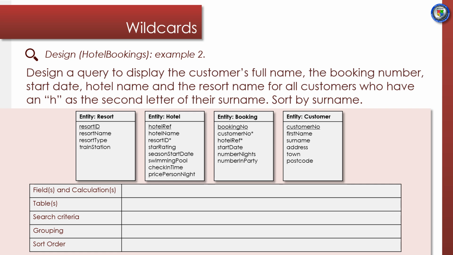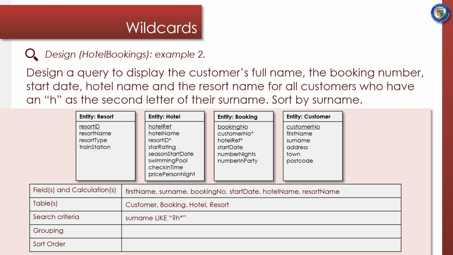We have another example where we'll have a design of a query to display the customer's full name, the booking number, start date, hotel name and resort name for all customers who have an H as the second letter of their surname, and we're going to sort that by surname. So we can see the fields of the attributes that we want to display: first name, surname, booking number, start date, hotel name and resort name. These pieces of information come from the customer table, they come from the booking table, the hotel table and the resort table.